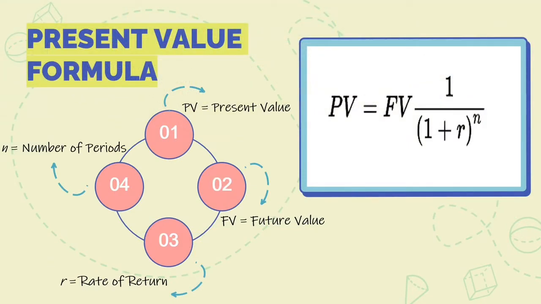As you can see, this is the formula for present value. The formula is PV = FV / (1 + R)^N. For your information, PV stands for present value, FV stands for future value, R stands for rate of return, and the last one, N, stands for number of periods.